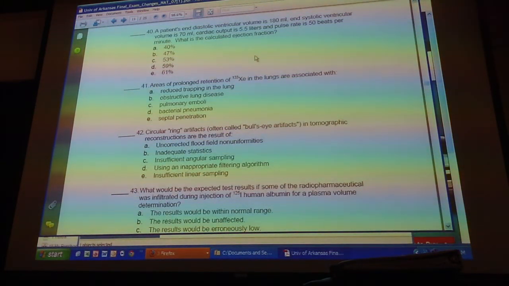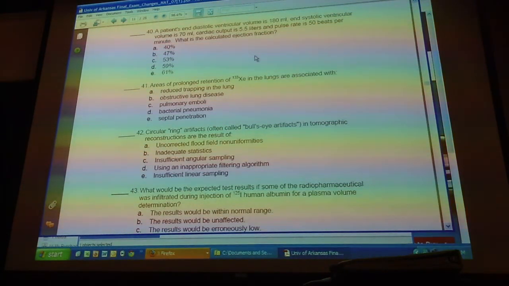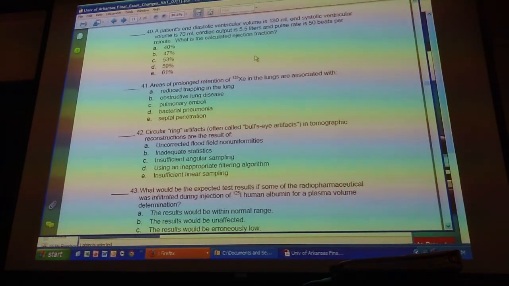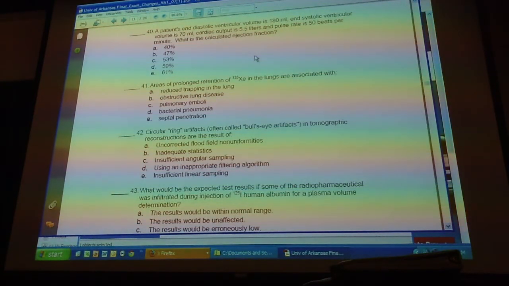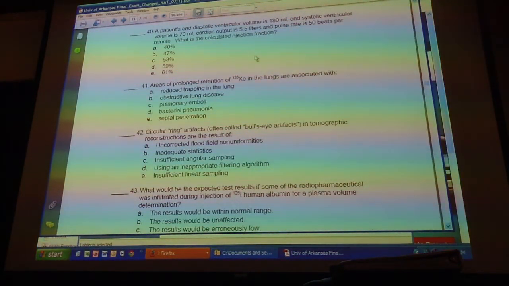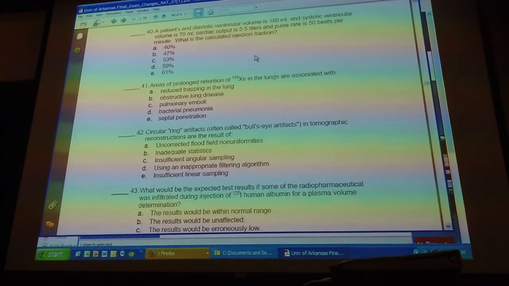I'm trying to remember if they have it in that other booklet that I gave you from the University of Arkansas. It tells you what the effect of improper regions of interest is, like if you make it too big or too small.